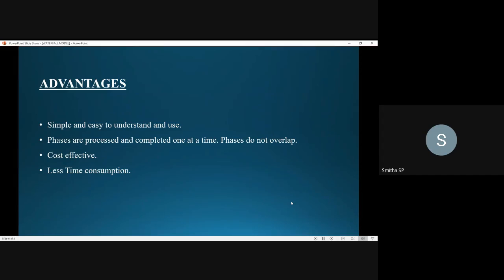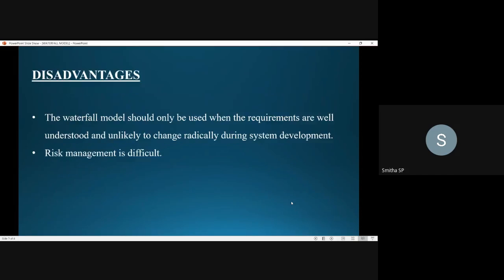So let's look into the disadvantages of the waterfall model. This model is not change friendly. The waterfall model should only be used when the requirements are well understood and unlikely to change radically during system development. Suppose the customer realizes a need for new functionalities, they can't be incorporated in the middle of the development. So the waterfall model is not change friendly.